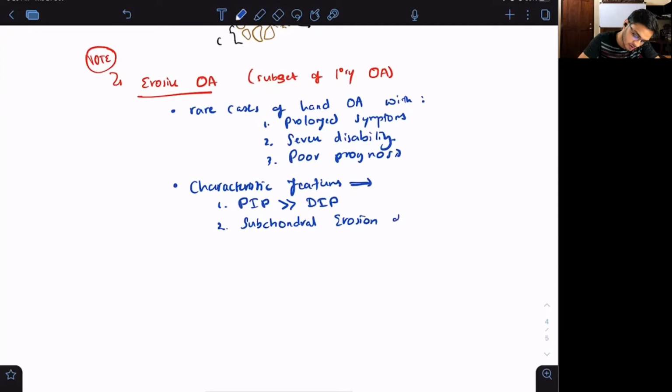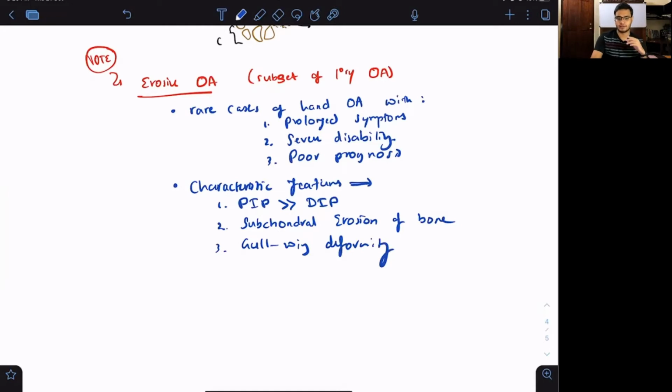of bone. We will see this in the X-ray. Subchondral erosion of bone. Third one, there is gull wing deformity, what we call a gull wing. Don't worry, we'll look at this in the X-ray. And the next one is osseous fusion. What do we mean by this? In the joint, the two bones start fusing. What is the special name when bones are fusing? We call this ankylosis. Let's have a look at these X-rays.